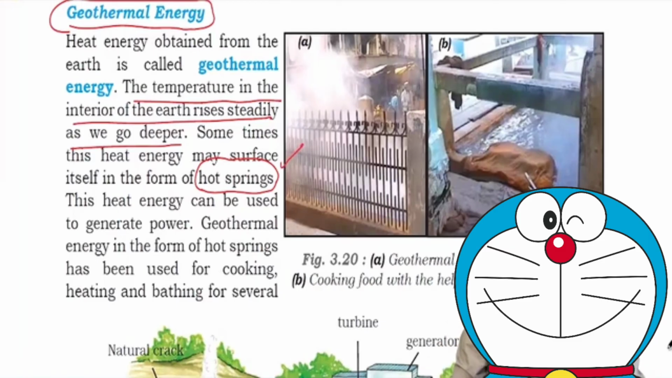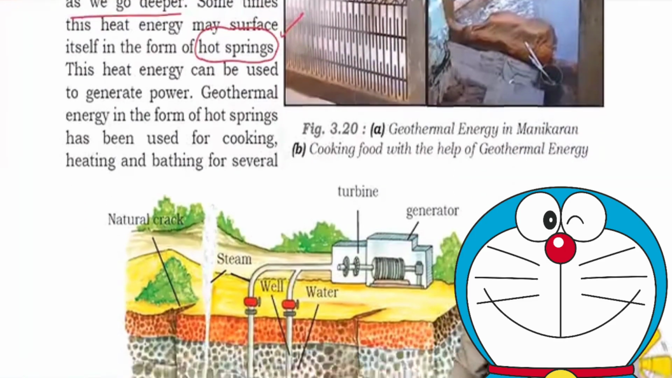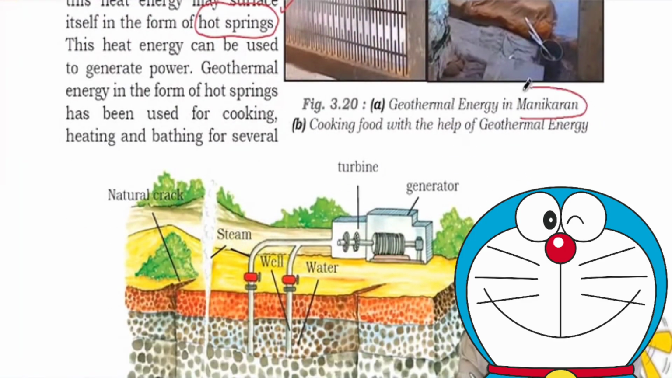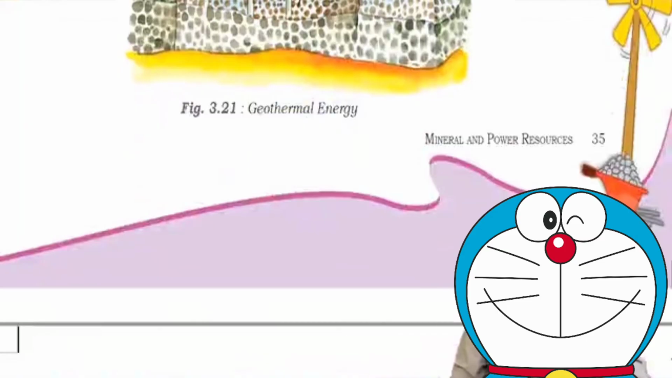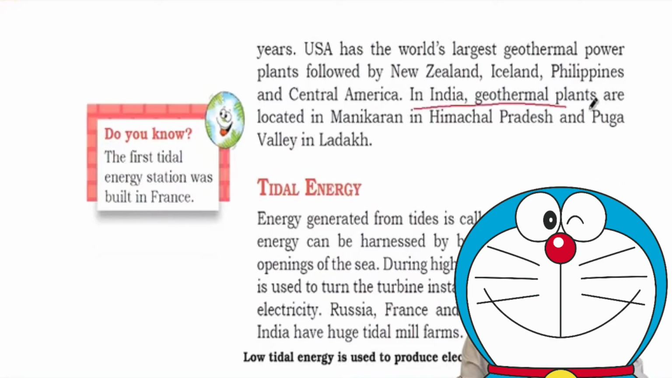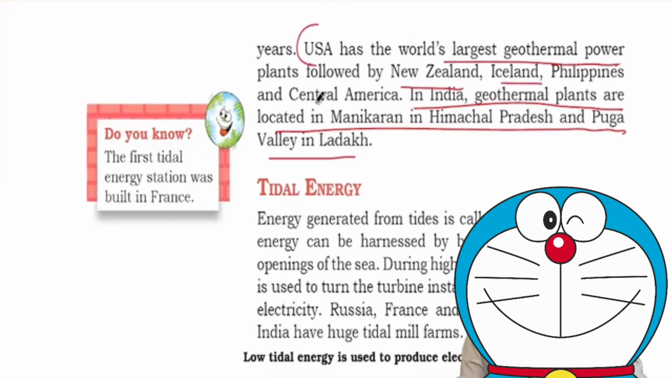So this is called geothermal energy, and in India it is present in Manikaran. Cooking food and other things can be easily done with the help of this, but usage of this is limited as we do not have the required technology to store this energy. This is important. In India, geothermal plants are present in Manikaran in Himachal Pradesh and Puga Valley in Ladakh. Least possibility you may get a question, but still, USA is the world's largest producer. New Zealand, Iceland, Central America also have this.